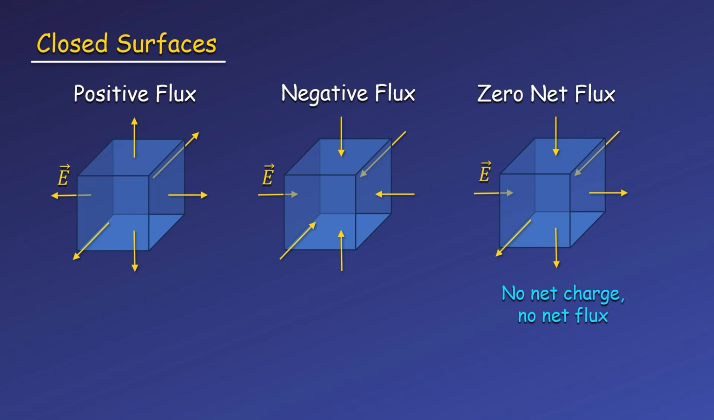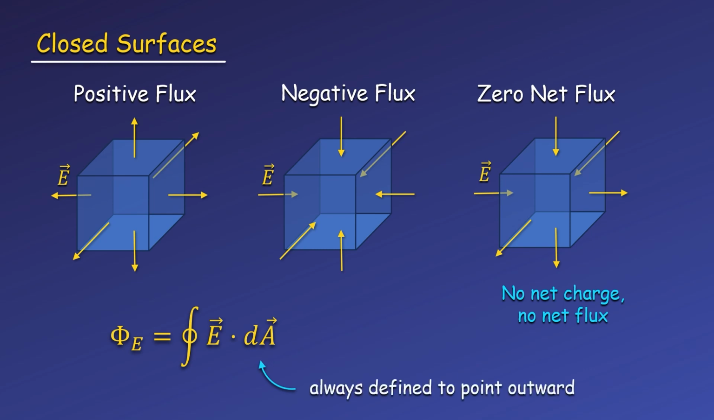Also, for a closed surface, we always define the direction of the area of that surface to point outward. And doing this gives us results that are consistent with how we've just defined positive and negative flux. When E and A are in the same direction, flux is positive, and when they're in opposite directions, the dot product is negative. Also, when integrating over a closed surface, we put a little circle at the center of our integral sign, just in case you notice they look a little different.